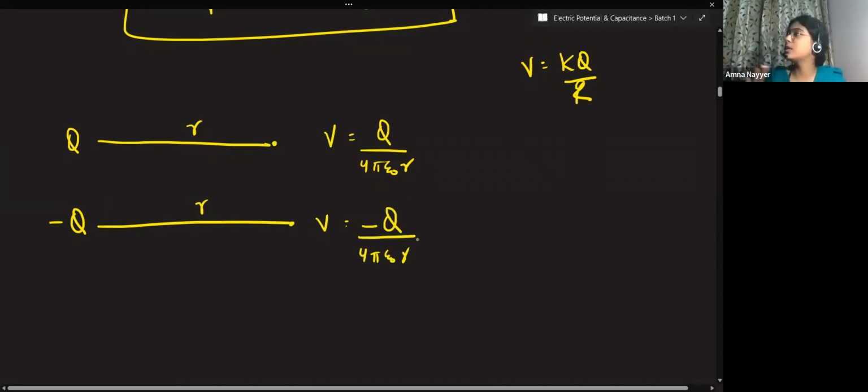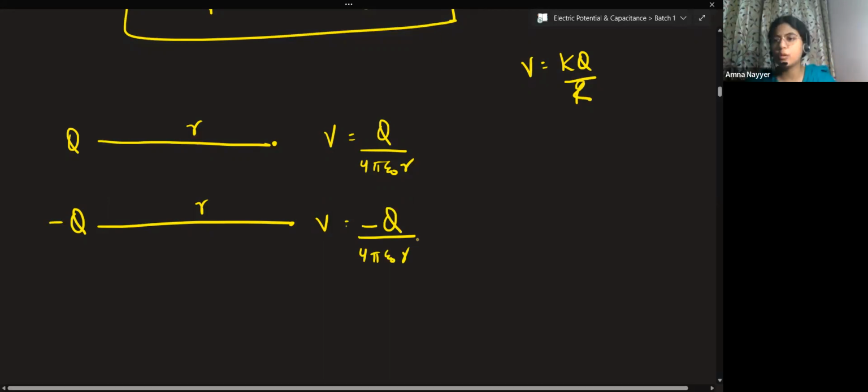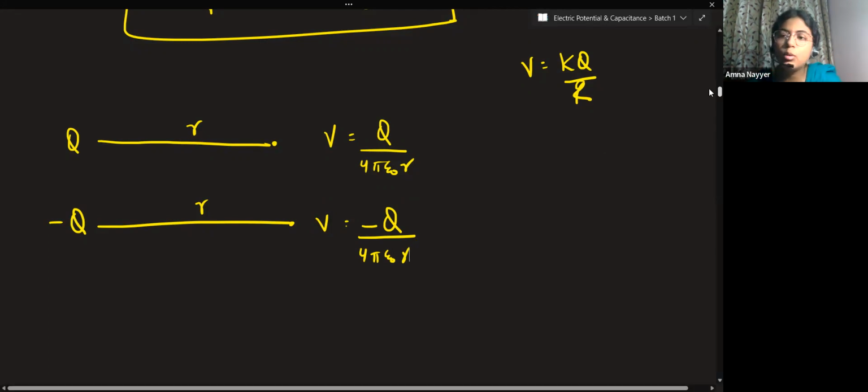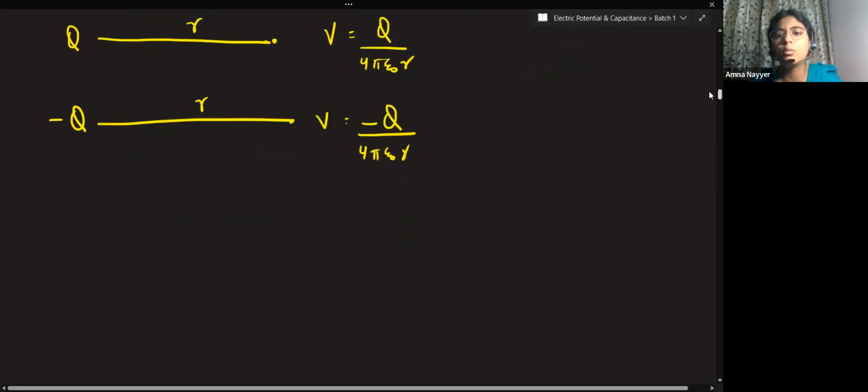In case of forces and electric fields, you took the direction, so you were not concerned with whether the charge was negative or positive. Now, in case of voltage or potential, you just have the value. You don't have any other direction because it's a scalar quantity. That's why you have to consider the sign.